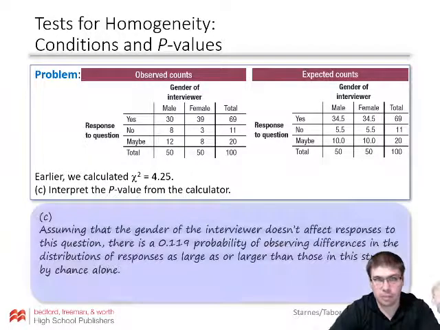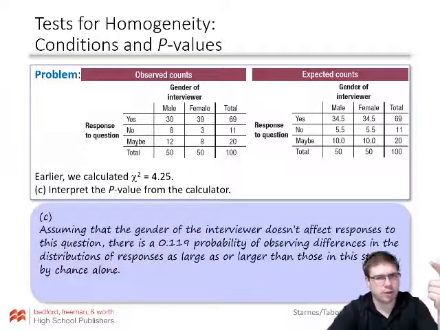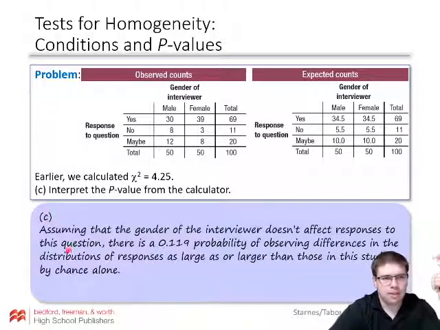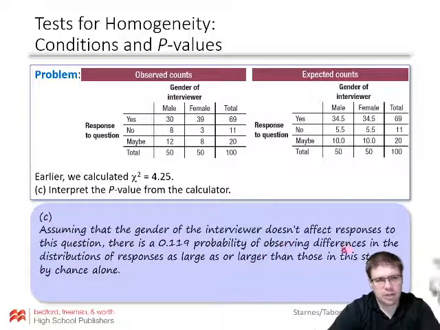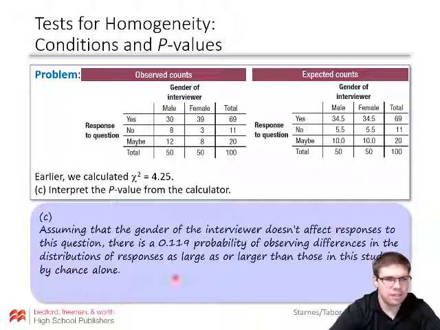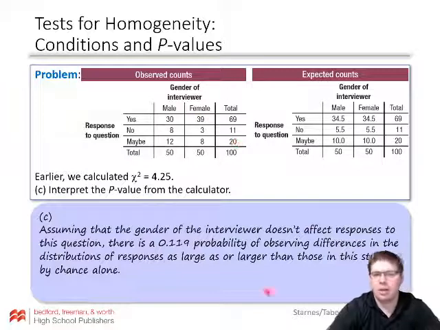So assuming the null hypothesis is true, that's always how our p-value interpretation should start. Assuming that the gender of the interviewer doesn't affect the response to this question, there is an 11 to 12% chance, 11.9% probability, of observing differences in the distributions of responses as large or larger than those in this study by chance alone. So there's an 11% chance. It's not going to be quite enough to convince us.